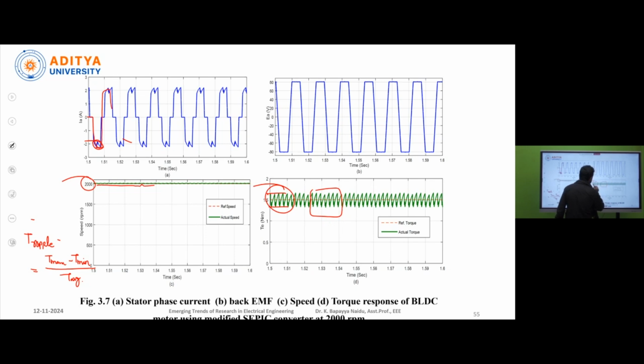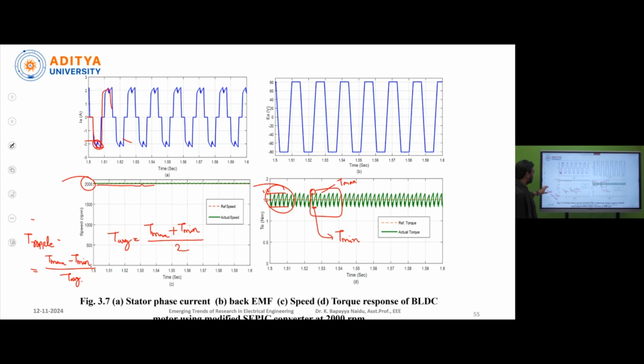Here this is 1.5 something, this is 1.8. This can be taken as 1.8 as the T maximum, and the upper ripple is considered as T minimum. And you already know T average equal to T maximum plus T minimum divided by 2. From this formula, we can calculate the T average. From T maximum minus T minimum divided by T average, we will get the torque ripple value.